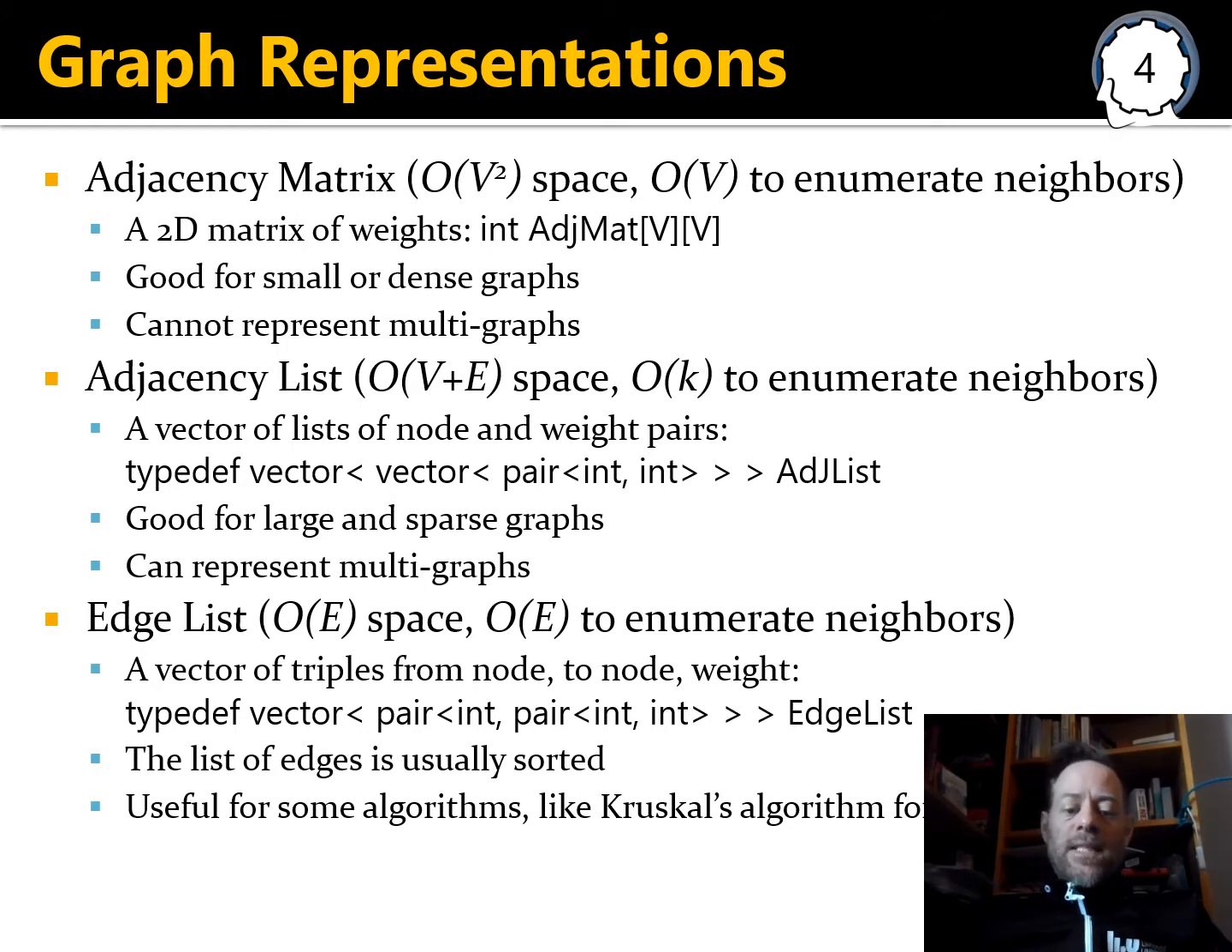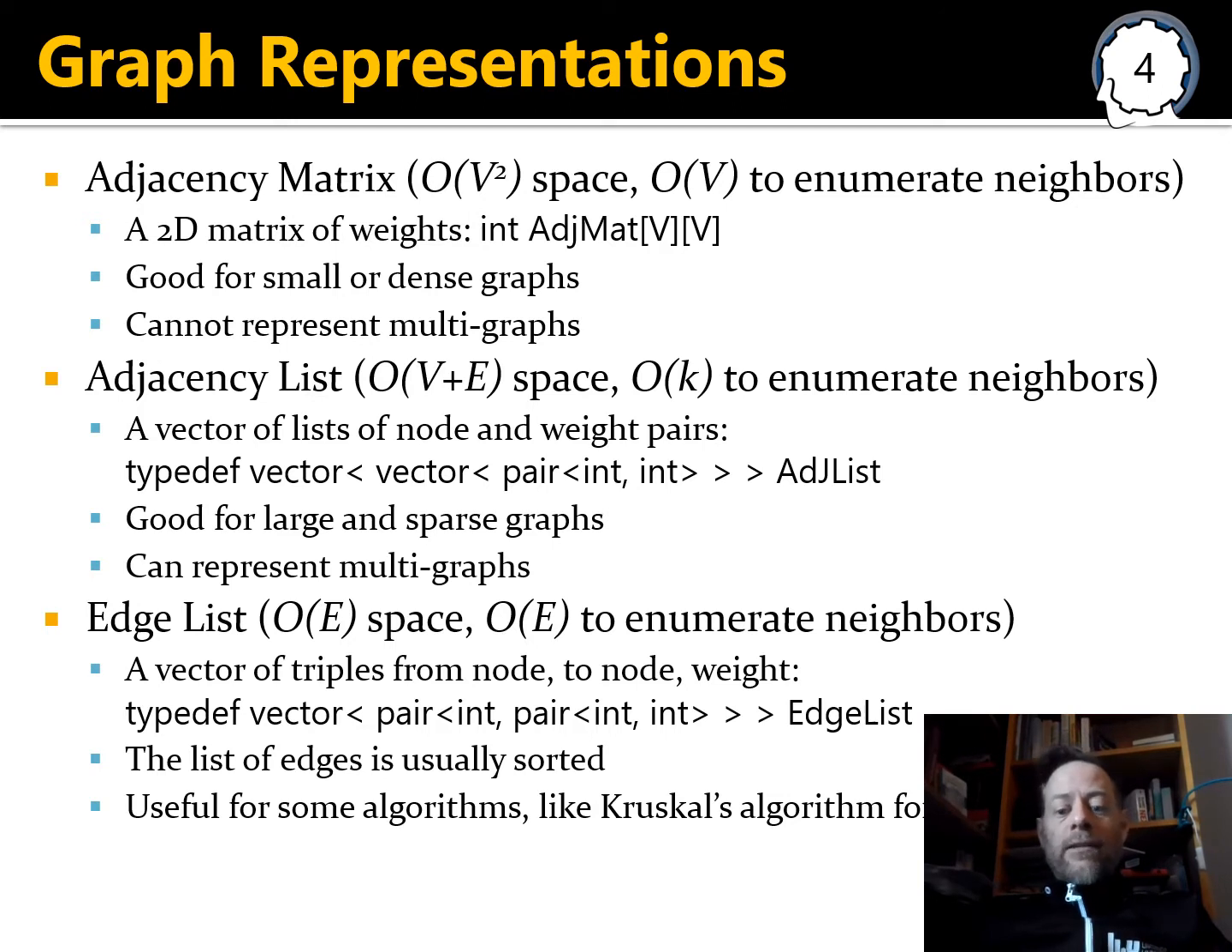But there are very specific cases, like we will see later, namely, if we want to use Kruskal's algorithm to find the minimum spanning tree, then the edge list is the optimal data structure for that. So here in C++, we would store this as a vector of pairs of ints, or triples of ints, it's easier to say.